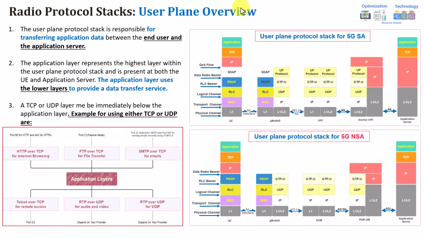So as you can see from this figure, this is the user plane overview, for standalone and non-standalone. And as written in the top left here, the user plane protocol stack in general is responsible for transferring the application data. For example, if you have application data at the user side and you would like to transfer it between the end user and the application server, here is the application server and here is the user. So the user plane is responsible for transferring the data between the UE and the application server. This is its first responsibility.